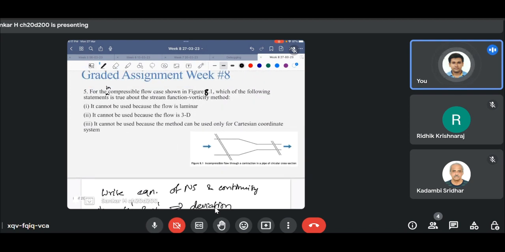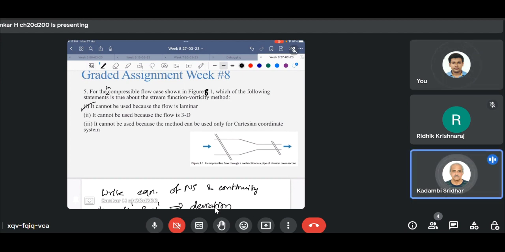But in this question, we can use the flow if it is laminar flow, since it's also given that it is an incompressible flow. We could assume the laminar flow, and we can use the stream function vorticity method. So the first statement does not make sense over here. Now, can it be used in either case, right?